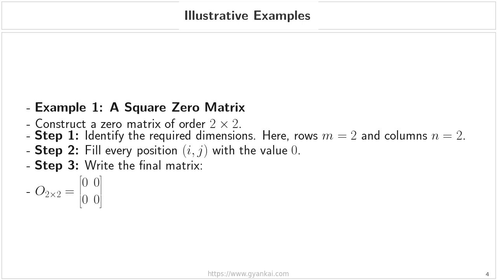Finally, in step 3, we write out the final matrix. We denote this as O sub 2 by 2, which consists of a bracket containing 2 rows and 2 columns, where every single entry is 0. This example demonstrates a square zero matrix, but keep in mind that zero matrices can also be rectangular. We will explore that in the very next example.